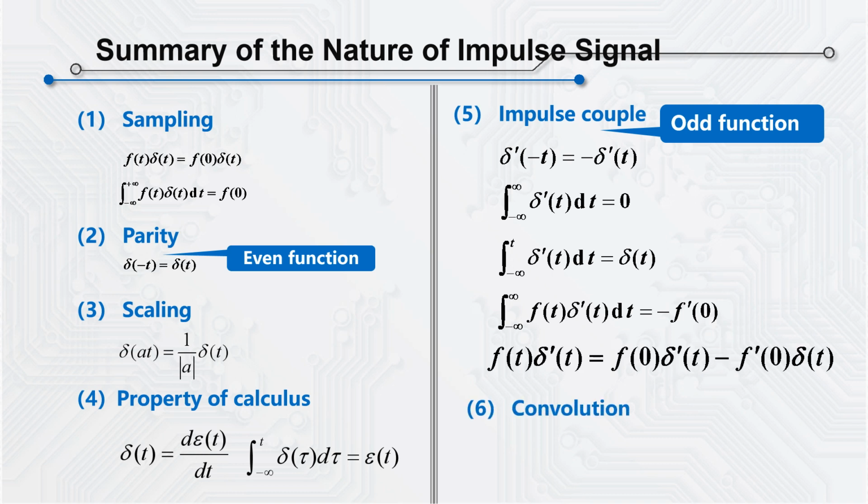In addition, there is another property, convolution. f(t) convolved with δ(t) is equal to f(t). This is another very important property of impulse signal. We will study convolution between the impulse signal and f(t) and its related properties in the following module.